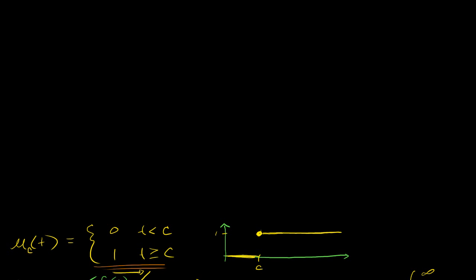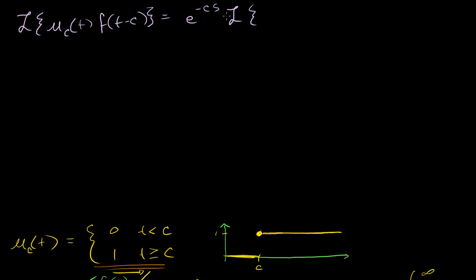So let me rewrite the result that we'd proved just now. We showed that the Laplace transform of the unit step function, and it goes to 1 at some value c, times some function that's shifted by c to the right, is equal to e to the minus cs times the Laplace transform of just the unshifted function. That was our result. That was the big takeaway from this video.